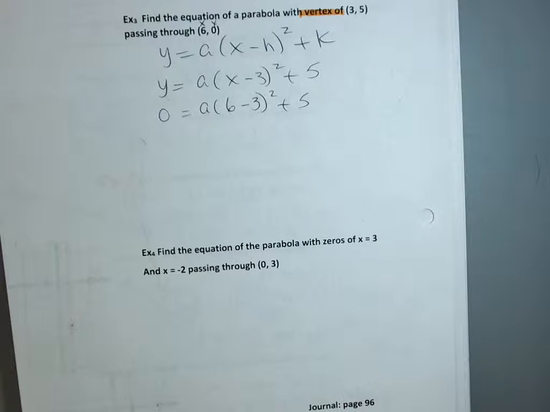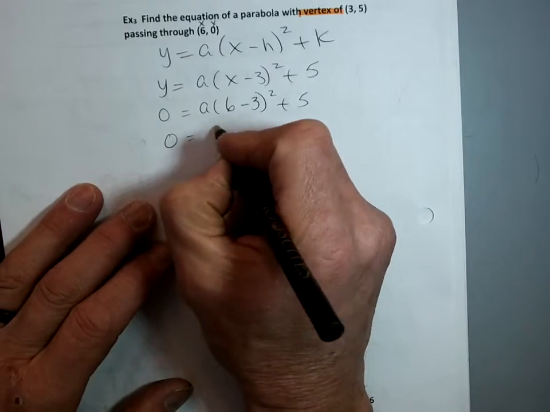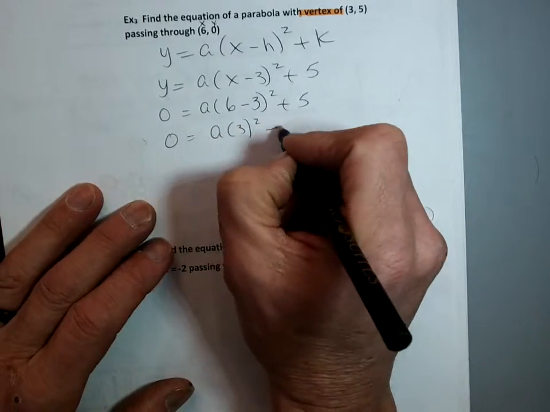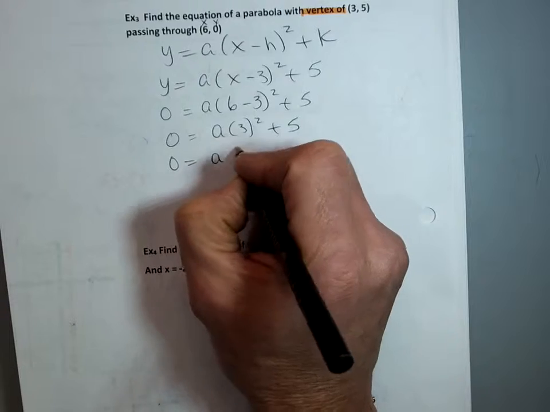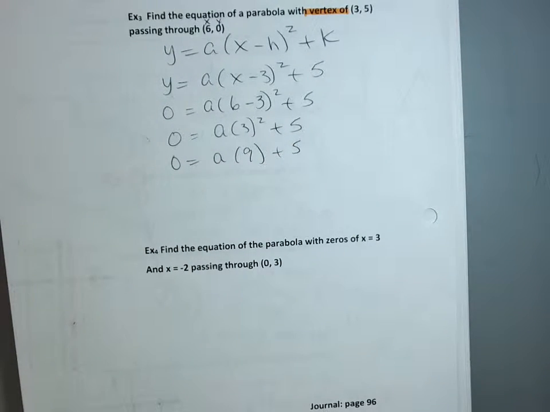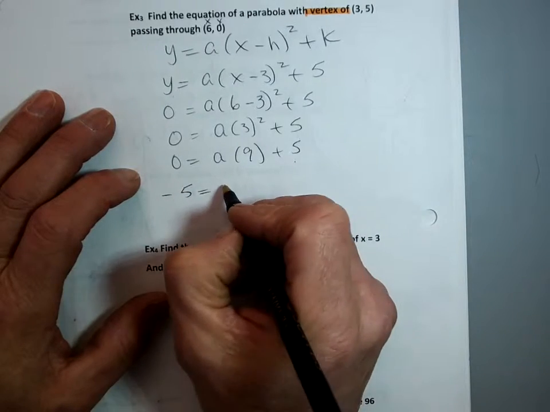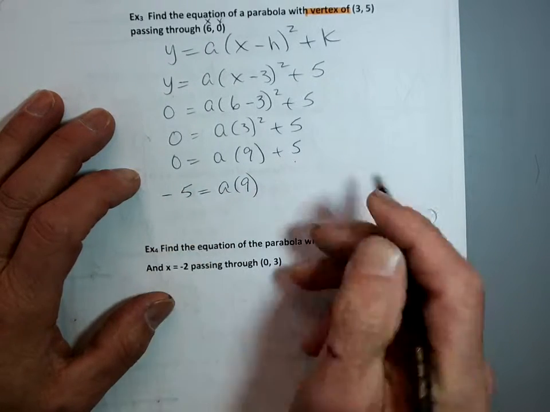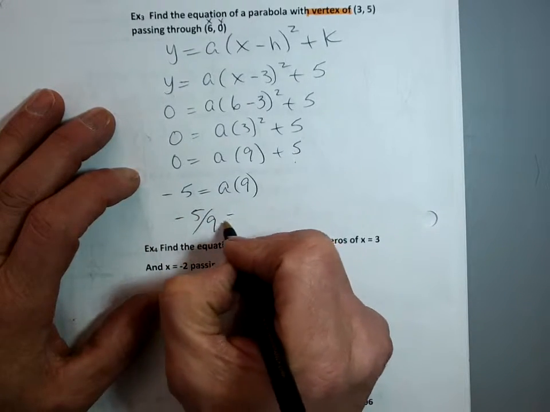Okay, let's figure out what a is. I can do that. If 0 equals a times 3 squared plus 5, I just went 6 minus 3. I'm going to square that and make that 9. A times 9 plus 5. Hopefully I'm not going too fast. I'm trying to go slowly. I'm just going to solve. That's all I'm doing. Minus 5, so I got negative 5 equals a times 9. Divide by 9, and I get negative 5 over 9 equals a.